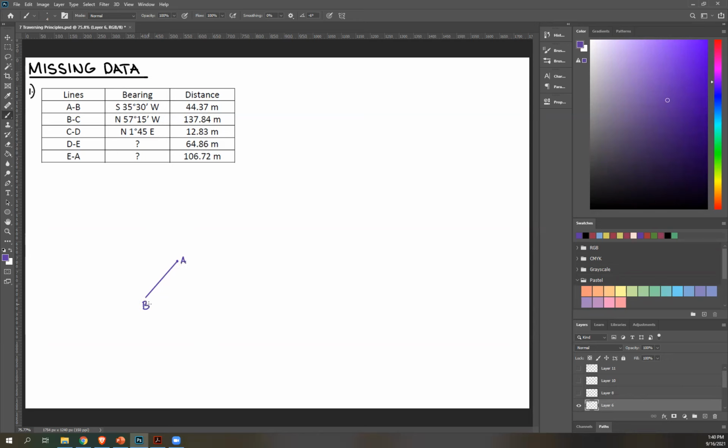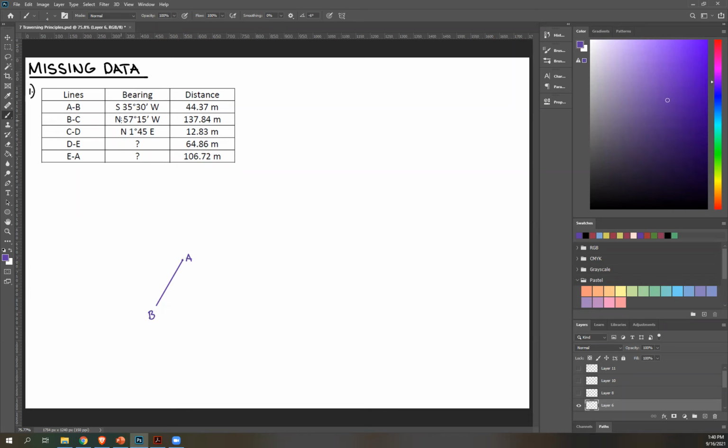Now remember, one thing to take note of here is the way you're going to draw your line depends on which letter comes first in the label. So for example, AB means you're starting at A. The bearing is taken at A. So this is your A, and then this ending point is your B.